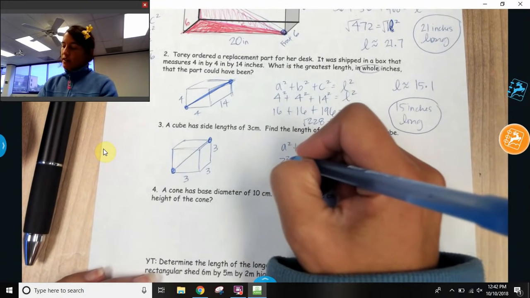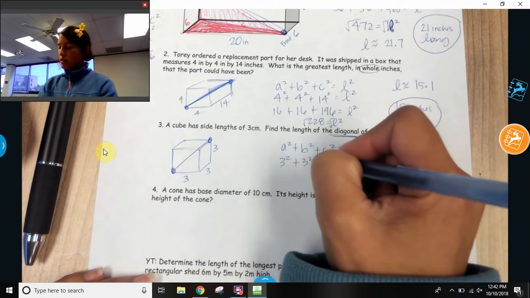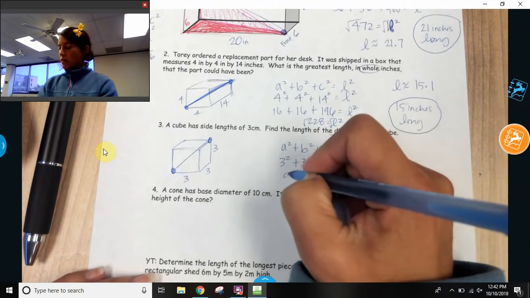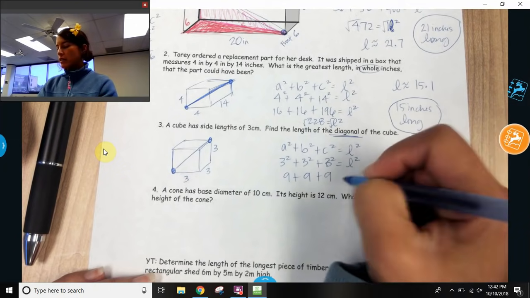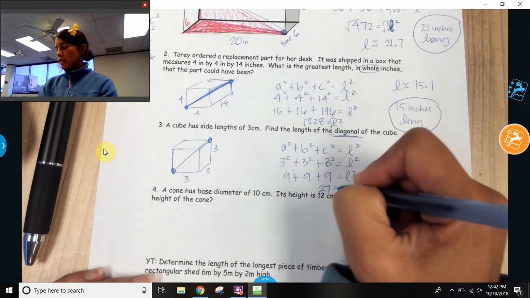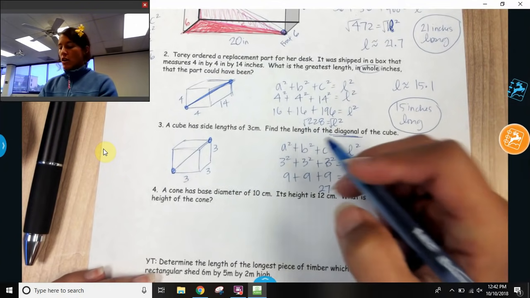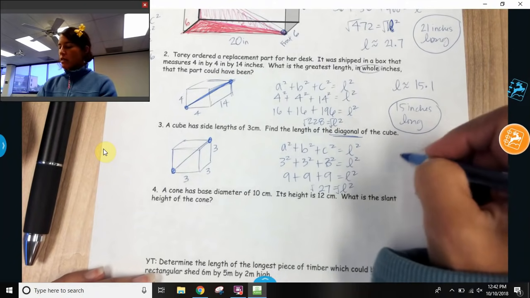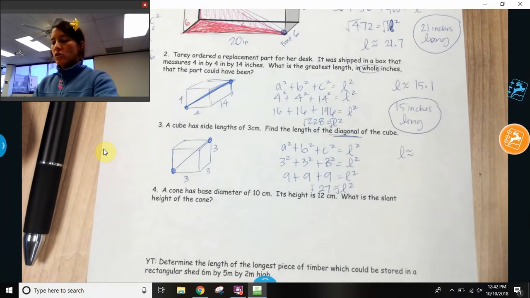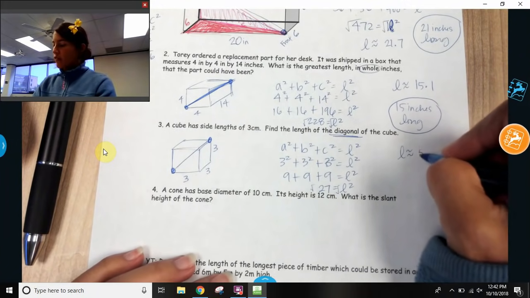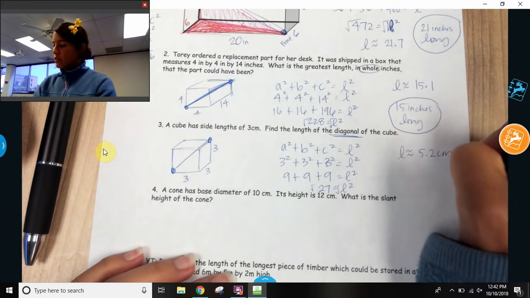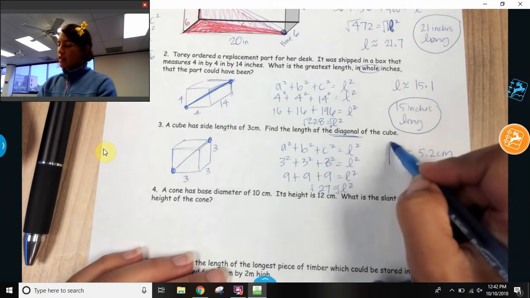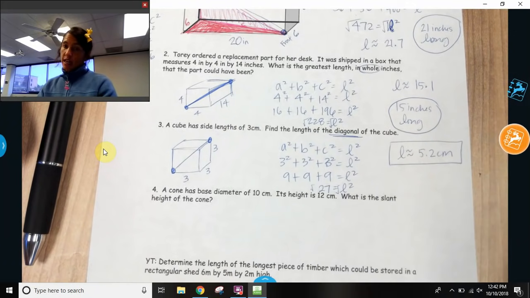We fill in our dimensions. So 9 plus 9 plus 9 is 27 equals L squared. We're going to take the square root of both sides, and the square root of 27 is approximately 5.2 centimeters, and it just says find the length, so I would leave it. It doesn't say the whole number, it just says find the length.